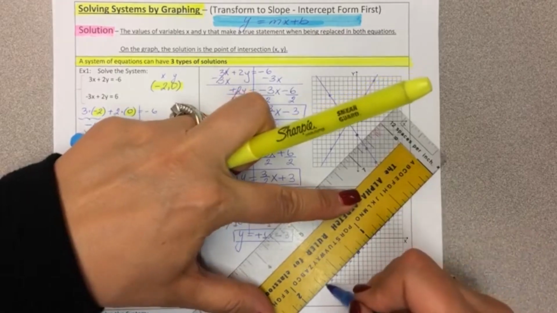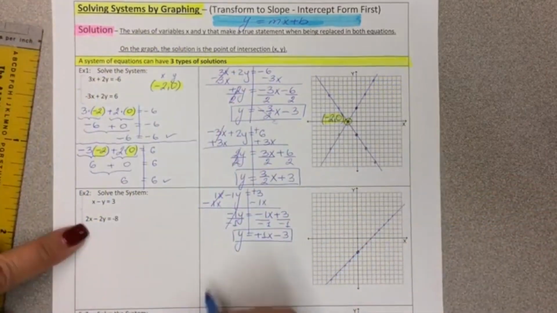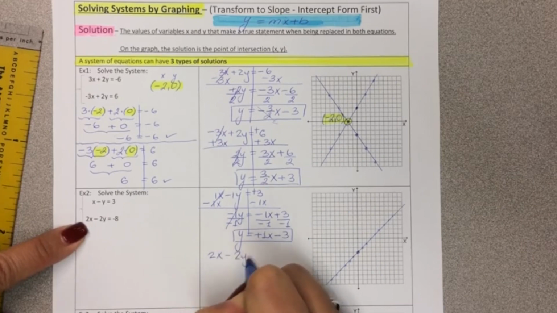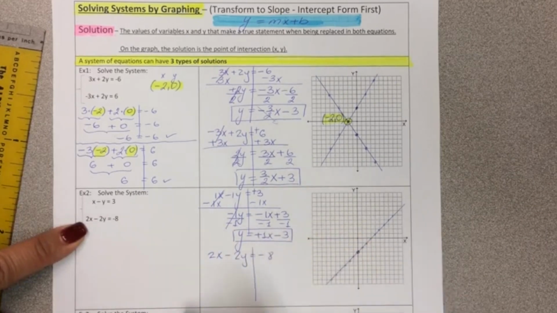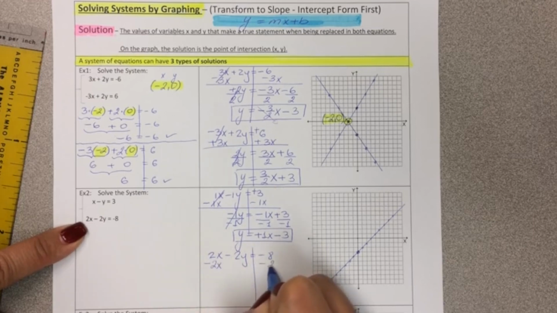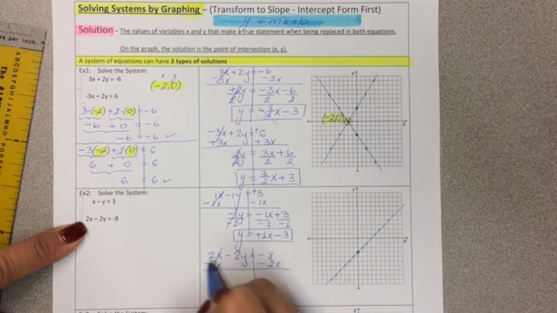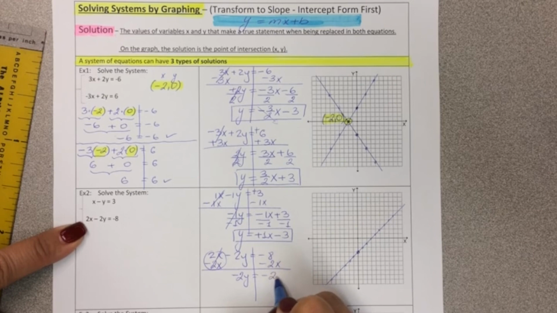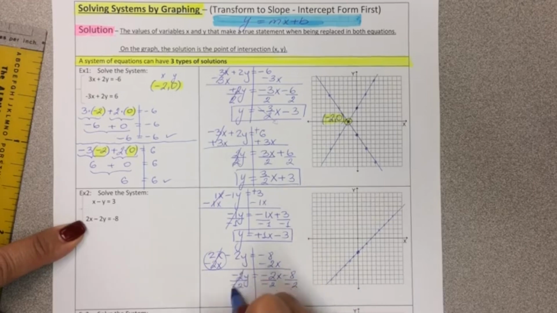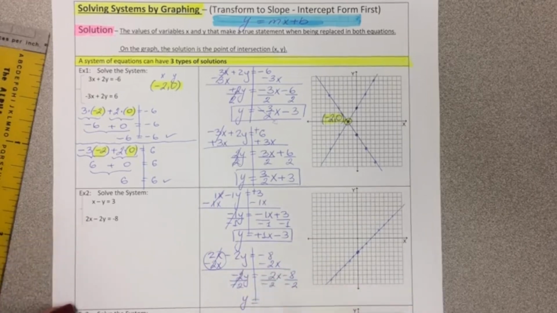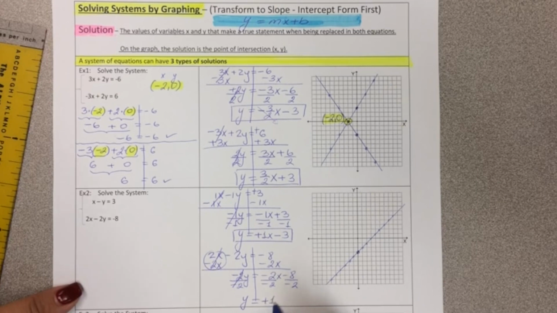Second line has the original equation, 2x minus 2y equals negative 8. Using inverse operations, subtract 2x on both sides, that will be 0. Negative 2y will come down. Divide by negative 2 and simplify. Negative divided by negative again will be positive. 2 divided by 2 is 1. That would be the slope. And then negative divided by negative is positive 4. That will be the y-intercept.